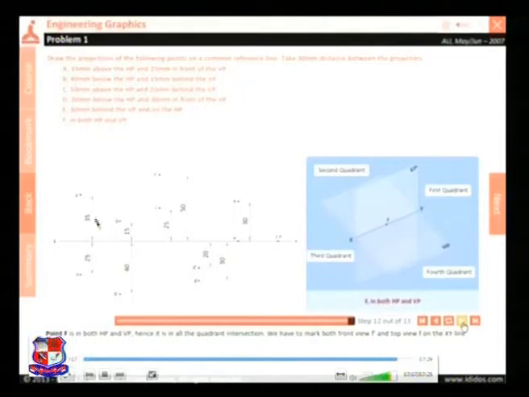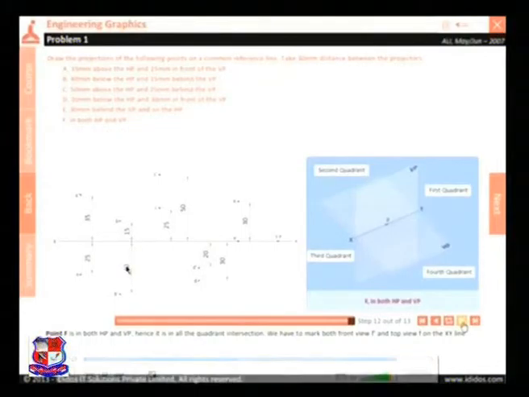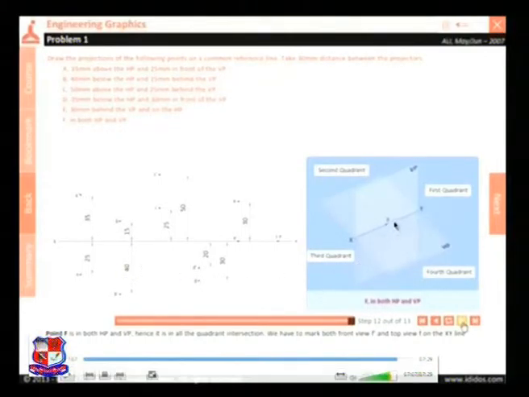If you see the projections of point, the projections of point play a very important role in the projections of line. If you see in the problem, you will see some of the very basic fundamentals given over here. Above HP means above XY line. Below HP means any object would be below XY line. Very simple logic. If you do not get a better idea in the quadrant system, just remember this very simple logic.